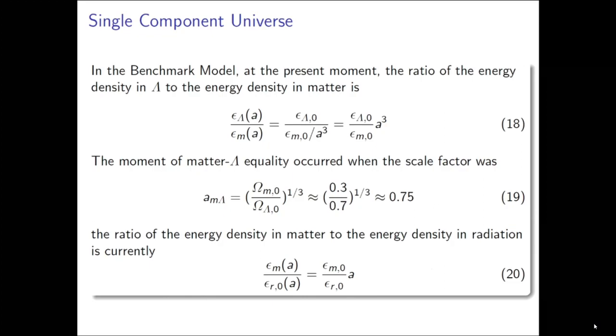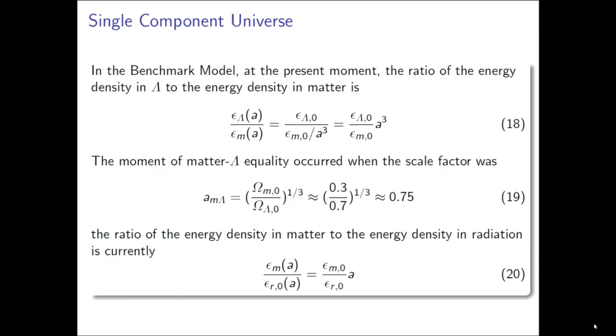So the moment matter. Since we know the universe started to expand from a single point, we are considering the Big Bang theory here. So at one point in the timeline of the universe, the energy density of the cosmological constant should have been equal to the energy density of the non-relativistic matter, or relativistic and non-relativistic matter.